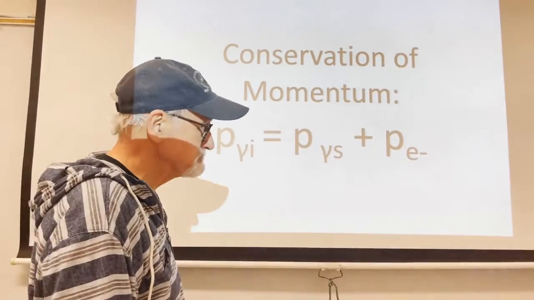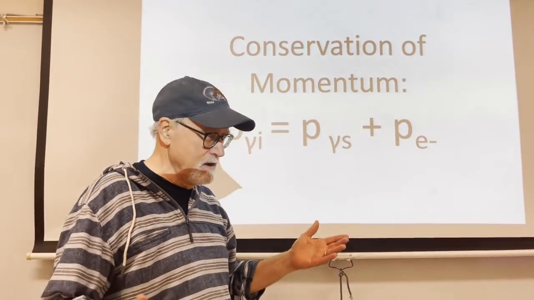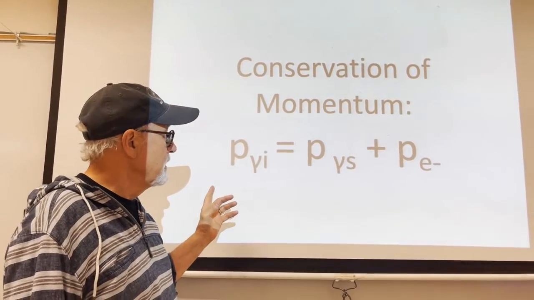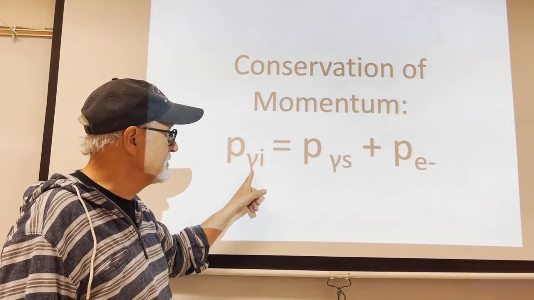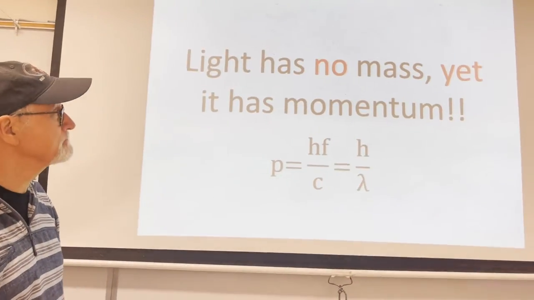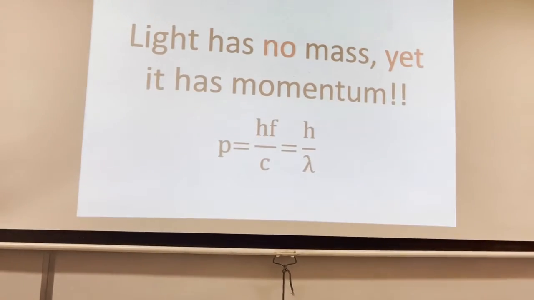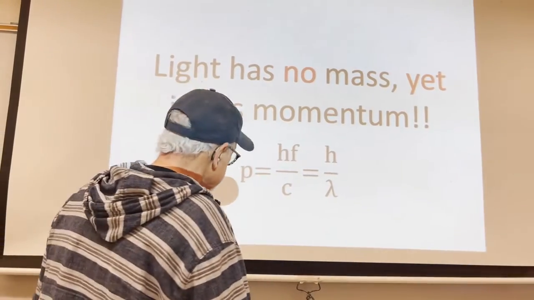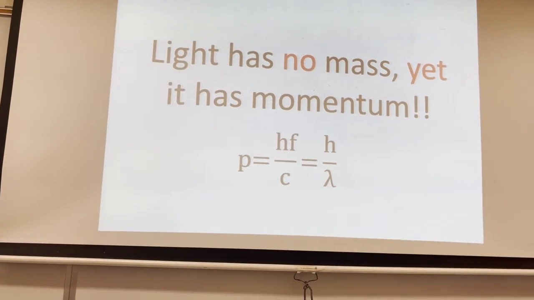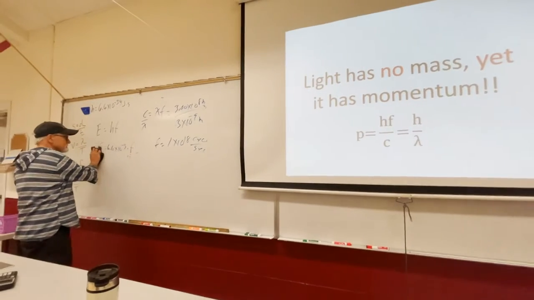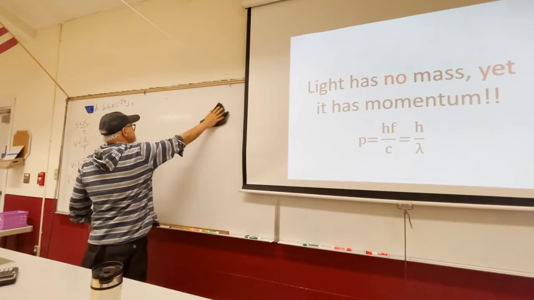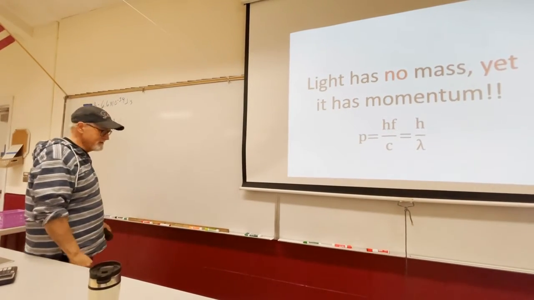Conservation of momentum. The law of conservation of momentum underlies the function of the universe, so it works at every scale. The momentum of the incoming photon is equal to the momentum of the scattered photon plus the momentum of the electron. So even though light has no mass, it still has momentum. You can see how, in the early 20th century, when all of this was coming out, it threw physics into tumult. Everything was turned upside down.